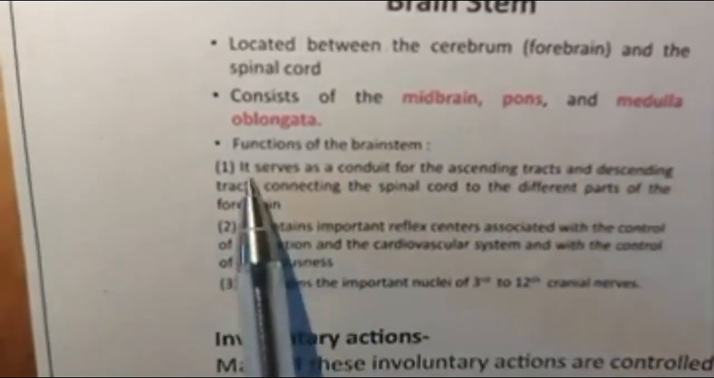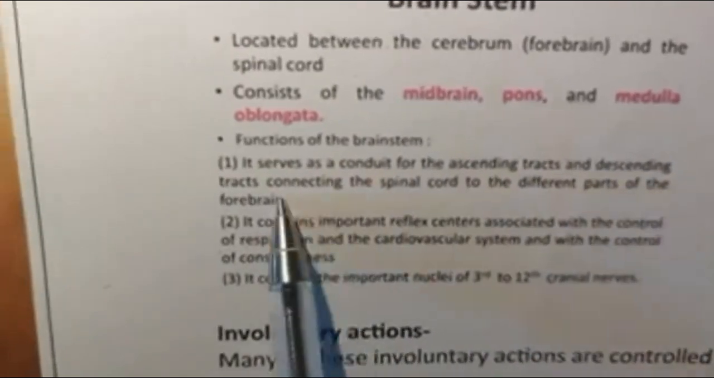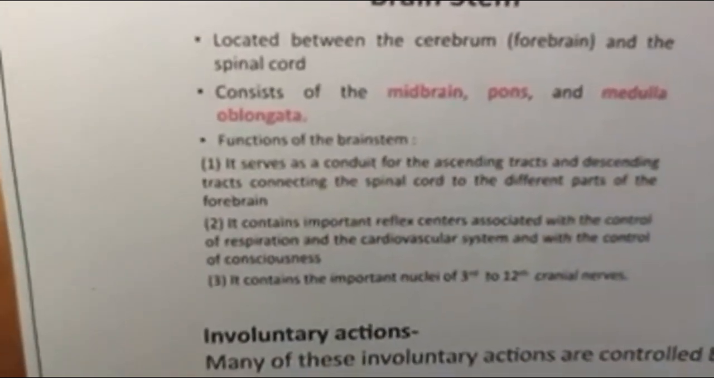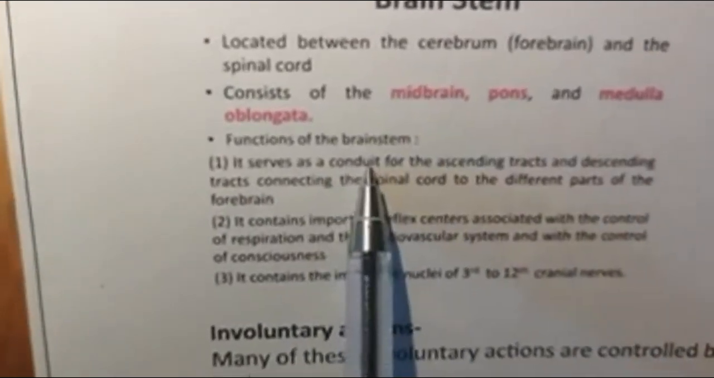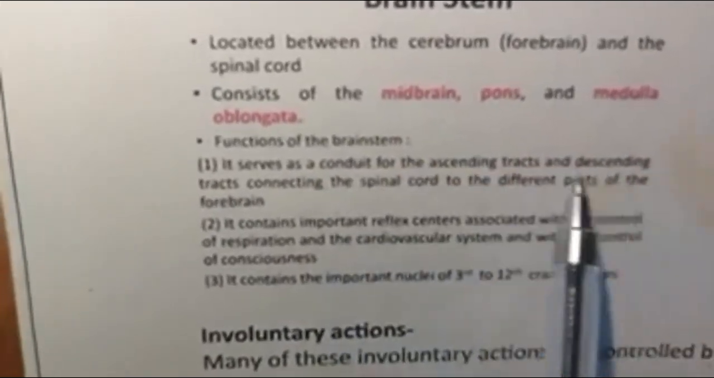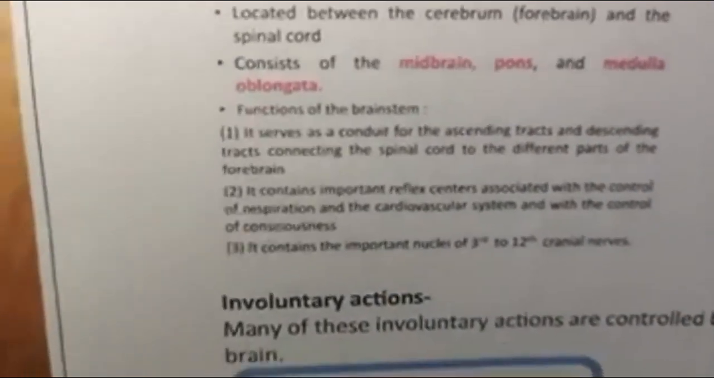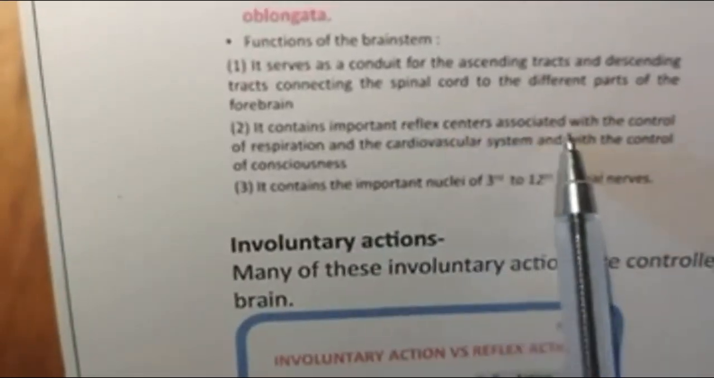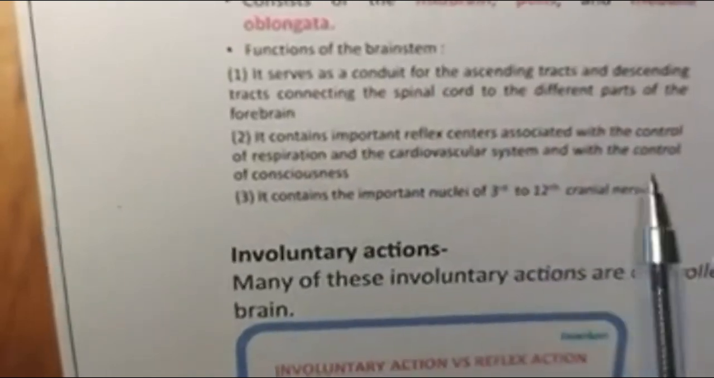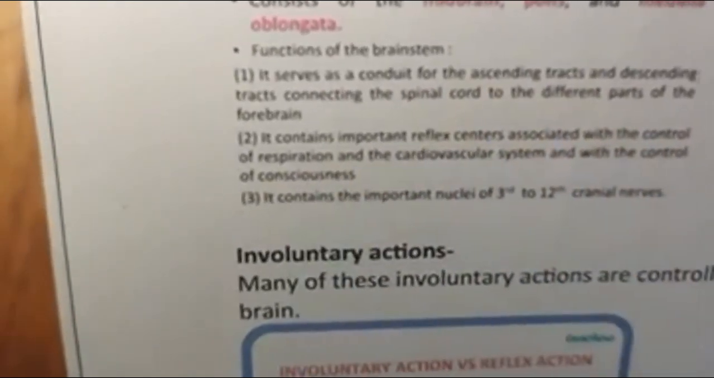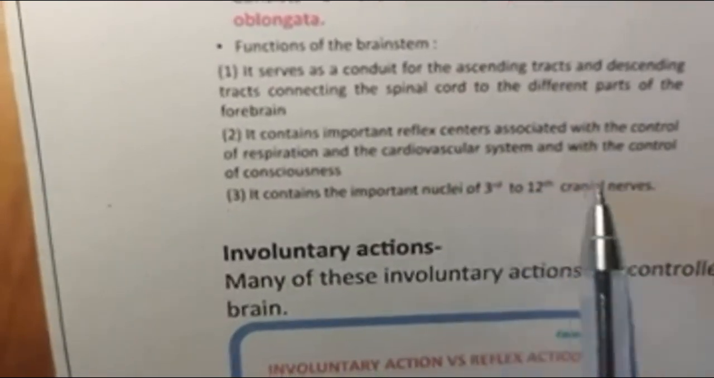and descending nerve tracts that connect the spinal cord to the other parts of the forebrain. So it lies between the forebrain and the spinal cord. So it acts as a pathway for ascending and descending nerve tracts between spinal cord and forebrain. It contains important reflex centers that control breathing, cardiovascular system, temperature, and control of consciousness. And it contains the important nuclei of the cranial nerves.